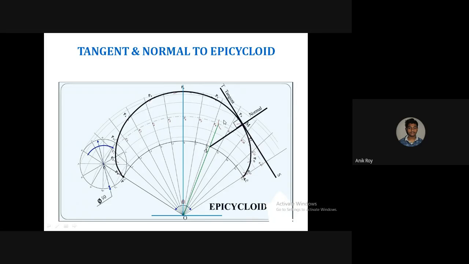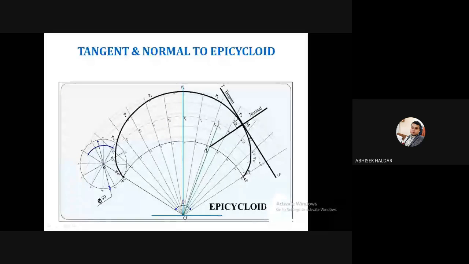Yes, sir. So this is the thing that I should have discussed in the last class, but there was a lack of time. So today I have discussed the tangent and normal to the epicycloid. Using the same method, it is now your task to find out how to draw the tangent and normal to the hypocycloid. That I will not discuss. I can give you that much of a hint: using the same method, you have to draw the tangent and normal to the hypocycloid also.